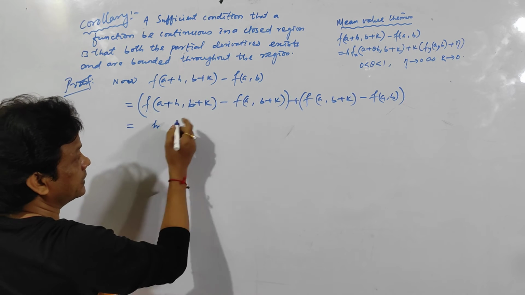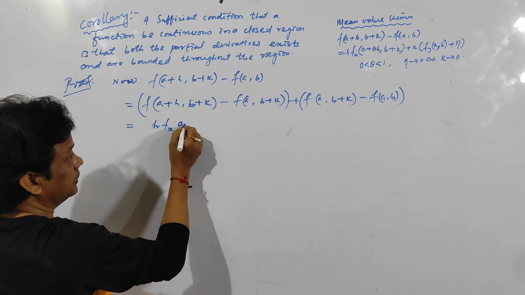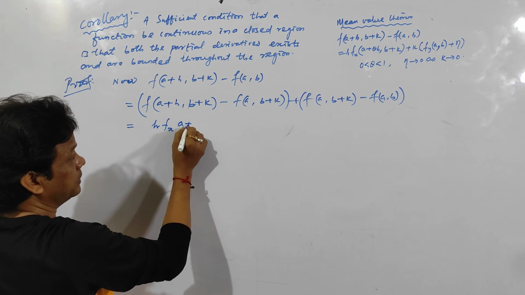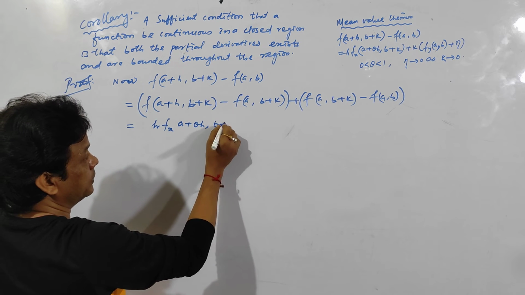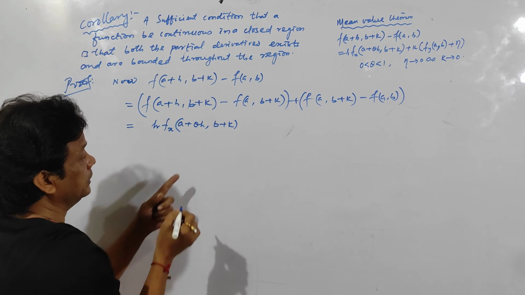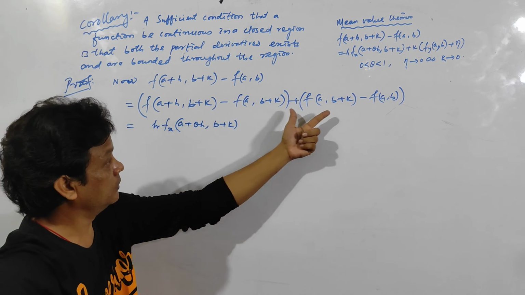And here the x varies, so I can write fx at a plus theta h. I have told you. And the y value is b plus k. And what is theta? Theta lies between 0 and 1. Now for the second part.